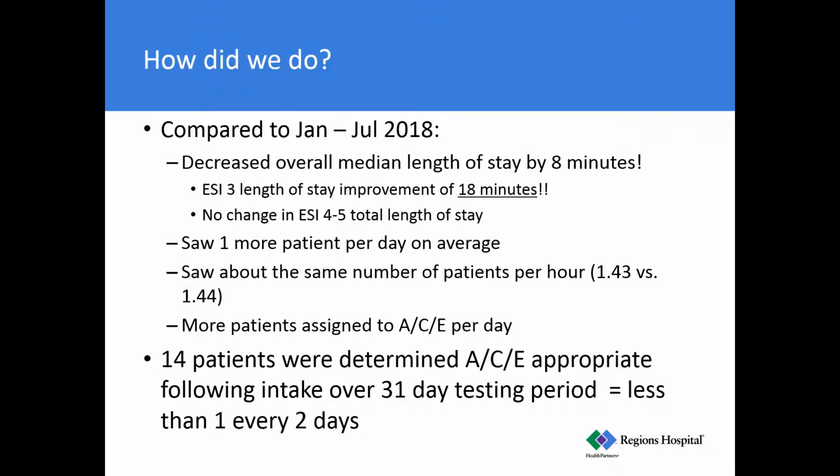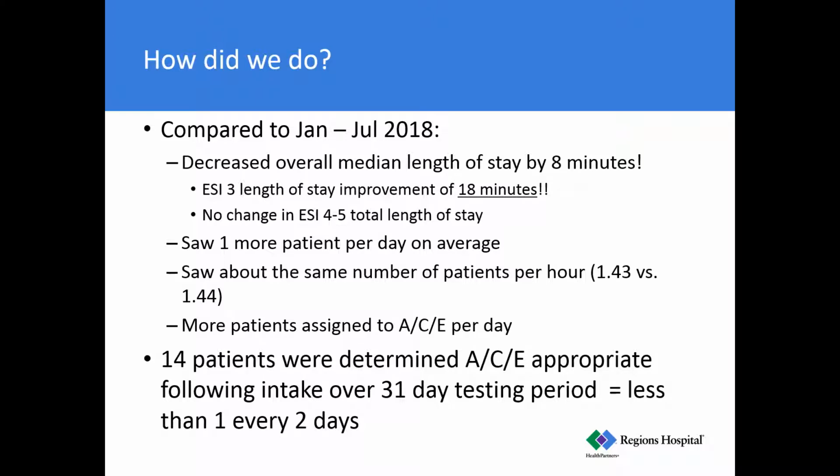And we also saw no change in the ESI 4 and 5 total length of stay, which was important because as we blended the populations and knew that the volume of ESI 3 patients is relatively high, we wanted to make sure that the ESI 4 and 5 patients didn't end up waiting even longer for their care. We saw about 1 more patient on average per day. We saw about the same number of patients per hour. There were more patients that were assigned to AC&E on average per day compared to January to July.